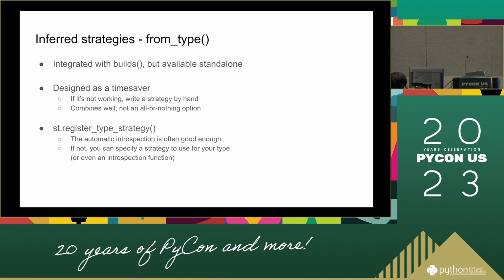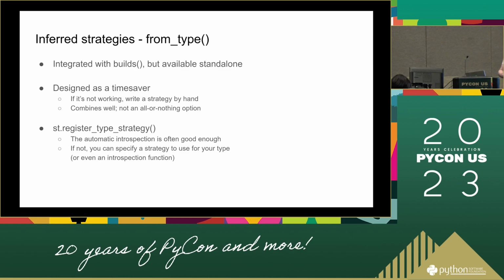Another nice thing is that Hypothesis can often infer strategies for you, because writing things out by hand is kind of tedious, and I feel like against the spirit of Python. So from_type, I mentioned, is built into the builds strategy. So if you have a type annotation, it can just automatically work out what to call there. You can also call it on a particular class or type for yourself.